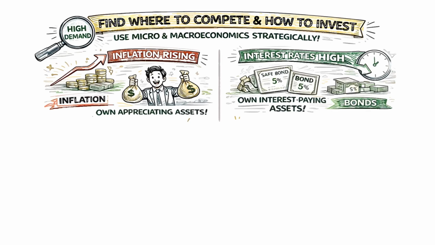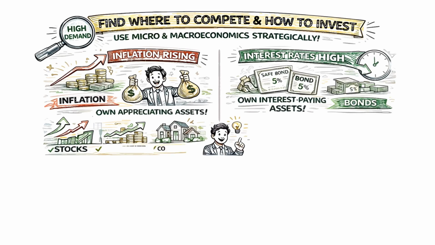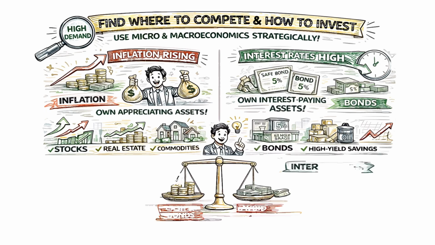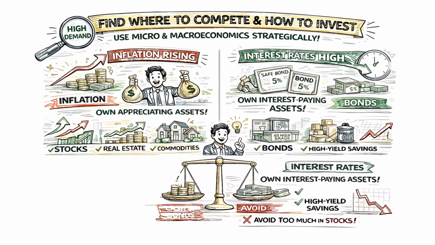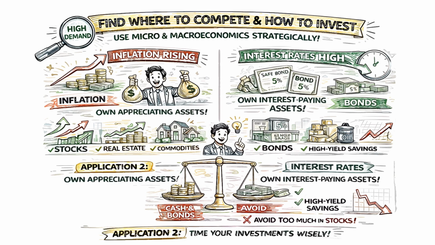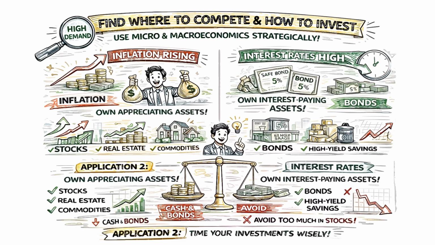Micro tells you where to compete, where to position yourself, where opportunities exist based on market dynamics. Application 2. Use macroeconomics for investment timing and asset allocation. When inflation is rising, own assets that appreciate. Stocks, real estate, commodities. Avoid holding too much cash or bonds.